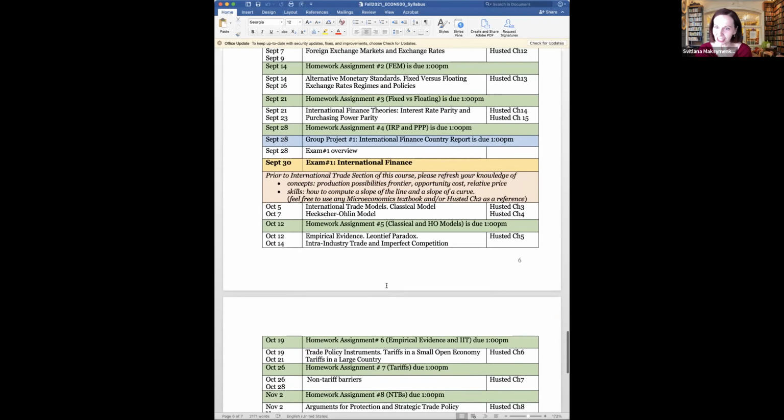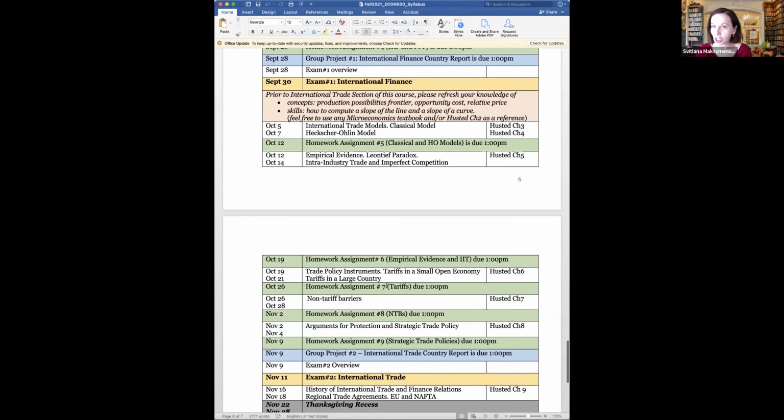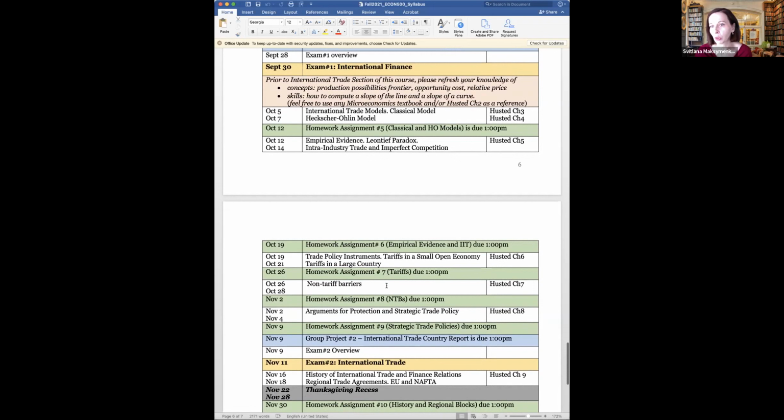Then our second section in the course is the international trade section. During this section, I usually cover the trade models, the classical model, the Heckscher-Ohlin model, and empirical evidence of international trade models. I also talk about the impact of protectionist policies on national welfare. We cover models with no tariffs and a small economy, tariffs in a large country, non-tariff barriers, quotas, export subsidies, and other types of non-tariff barriers, arguments for protection, and regional trade agreements.